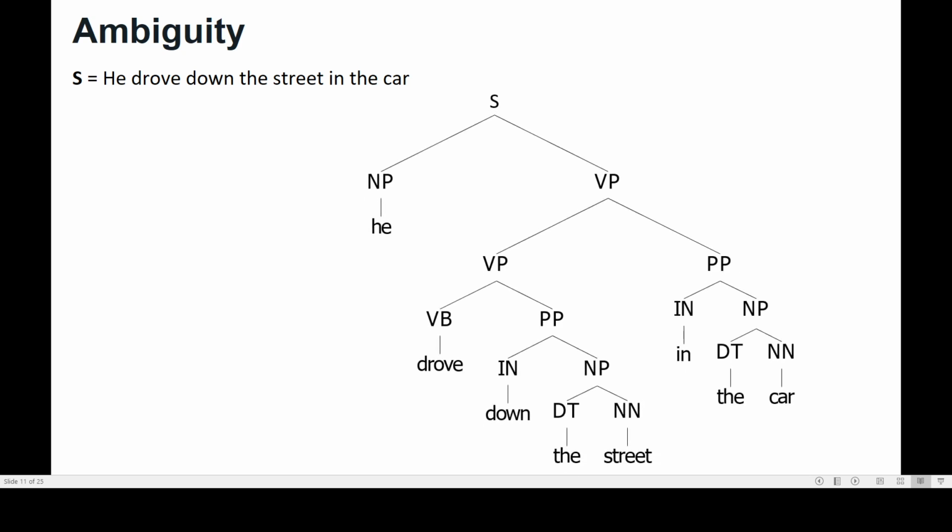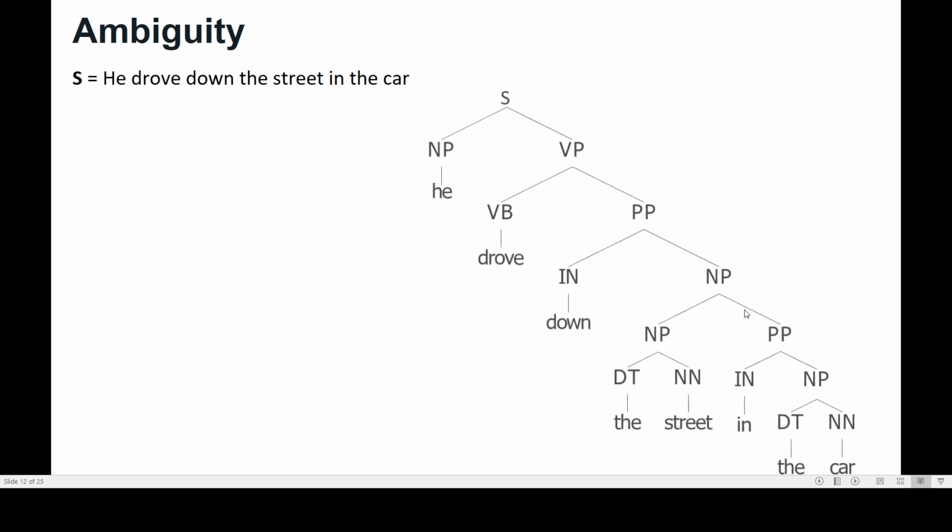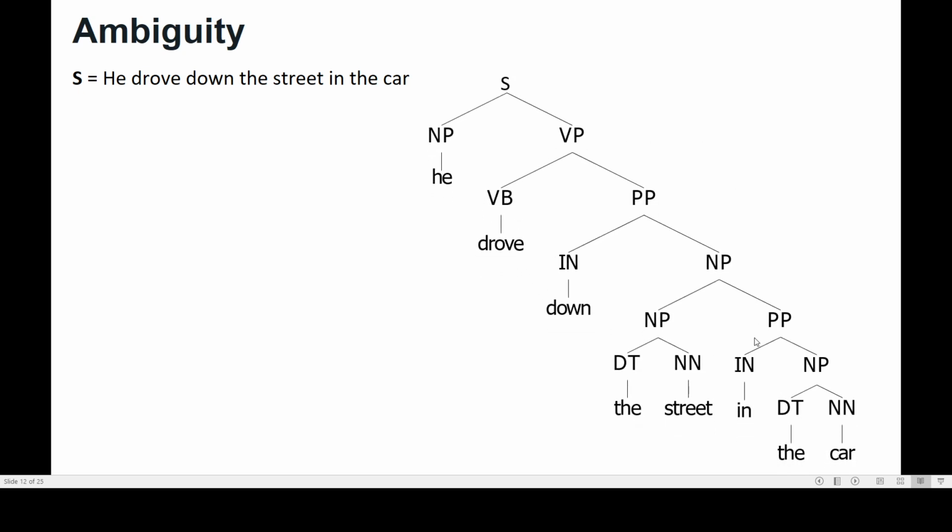Let's see an example of ambiguity. We have a sentence: he drove down the street in the car. So for this sentence, we have a parse tree like this, and we have another parse tree like this, where in the bottom one we can see that we have a prepositional phrase, in the car, under the rule NP, and NP has the rule NP and PP. So the noun phrase is here, the street in the car.